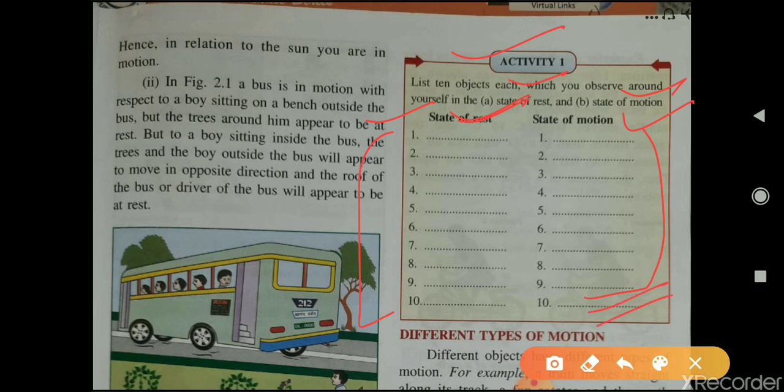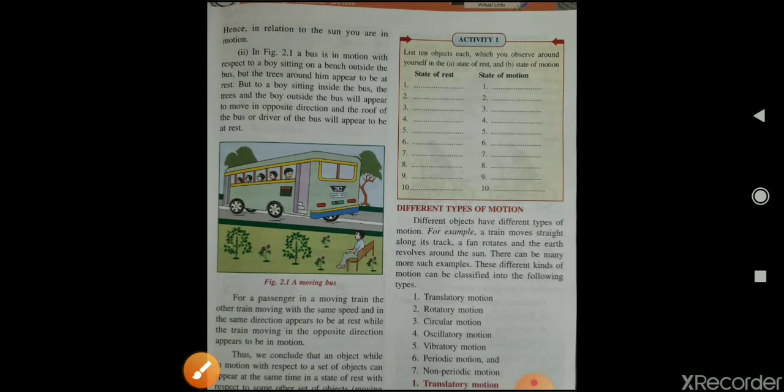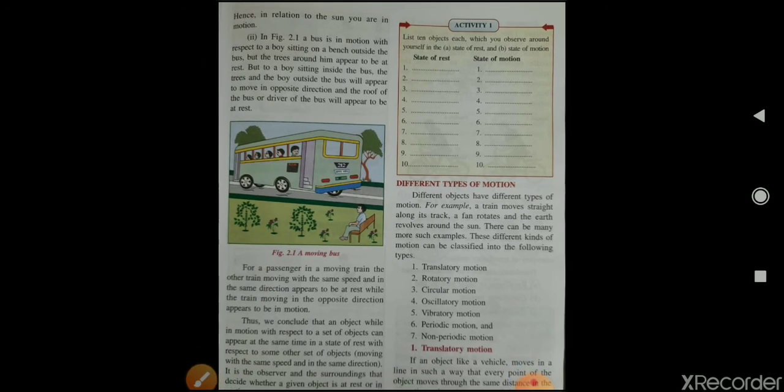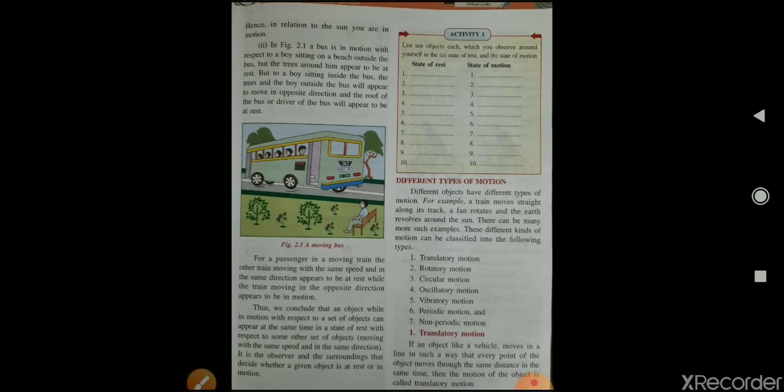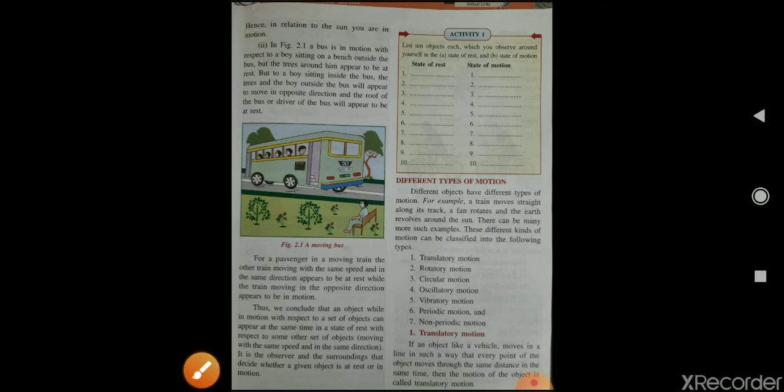Now also you have to read this portion of the lesson that I have taught you today in this video. You have to read it by yourself so it will be more clear to you, and also you have to complete this activity. So this is all for today. Further explanation we will continue in our next video.